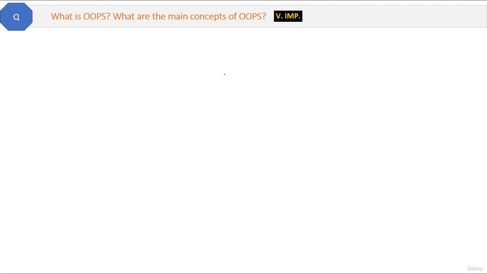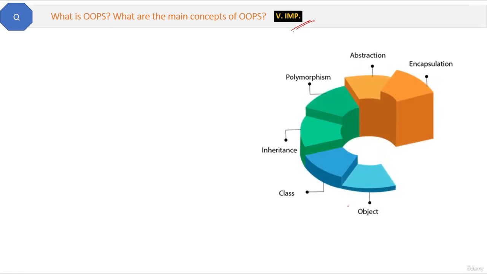What is OOPS? What are the main concepts of OOPS? This is a very important question. OOPS is nothing but a collection of few concepts. Let's see all the concepts. Here are the main concepts of OOPS which every programmer must know: objects, classes, inheritance, polymorphism, abstraction, and encapsulation. When anyone asks you the 4 pillars of OOPS, then they are inheritance, polymorphism, abstraction, and encapsulation only.